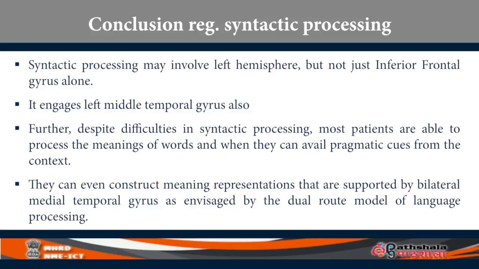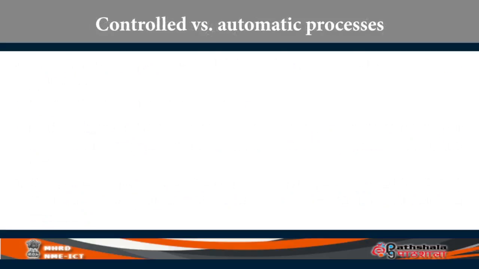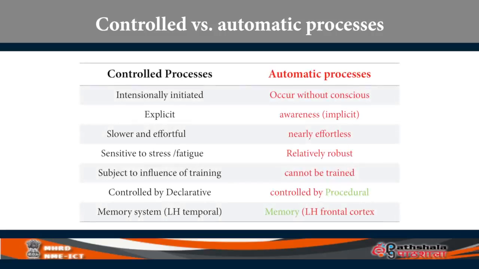Alright. So, in this module, the concept called control versus automatic process, let me spend another minute summarizing what control processes are in relation to language. They are intentionally initiated, they are explicit, they are slower and effortful, they are sensitive to stress and fatigue, subject to influence of training, they are controlled by declarative memory, which is more or less associated with left hemisphere temporal lobes. So, many of the original offline tests are based on control processes, but automatic processes on the other hand occur without conscious awareness. So, they are implicit, they are nearly effortless, they are robust, they cannot be trained, they are controlled by procedural memory, which is left hemisphere frontal cortex.